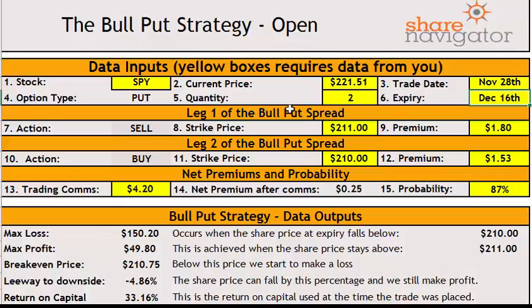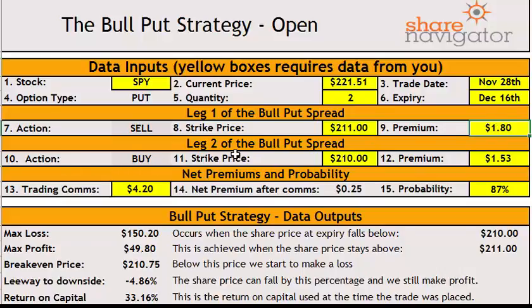Remember, with the bull put spread there are two legs to the trade. We're selling a put and we're buying a put. For the first leg, the action is to sell, and you put in your strike price. For this particular example, we were selling the $211 put option and taking in a premium of 180. You will get those quotes from your options broker, or whatever website you're using to get your option quotes, and that's what you put in there.